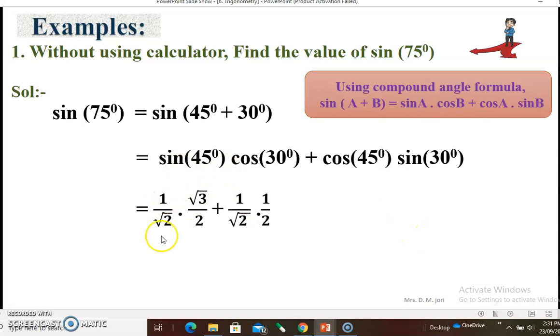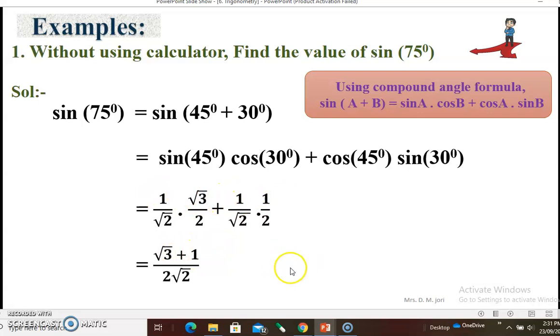Sin 45 is 1 by root 2, cos 30 is root 3 by 2, cos 45 is 1 by root 2 again, sin 45 and cos 45 are the same, and sin 30 is half. Substitute it there, and the denominator is the same for both the terms. So 2 root 2 is our denominator, and since it is the same, we can add the numerators directly. So the numerator is root 3 plus 1.